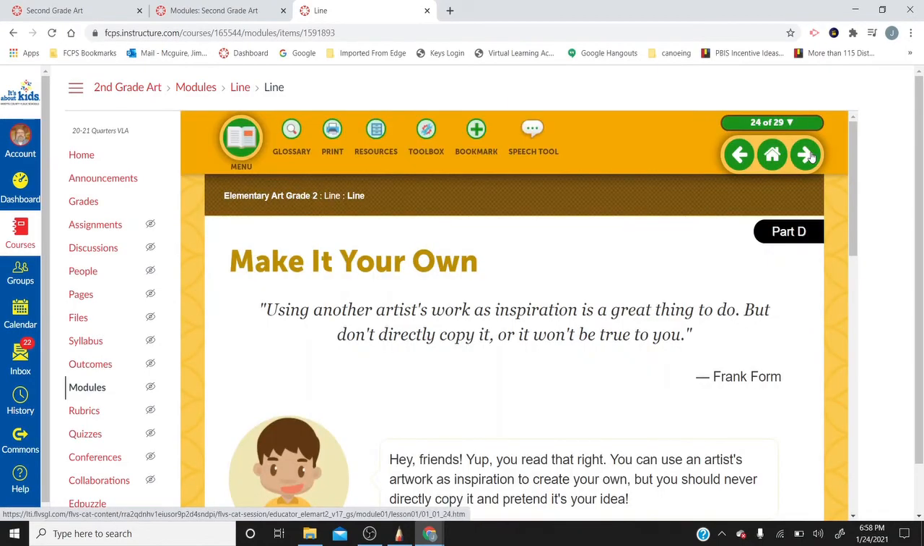So make it your own. Using another artist's artwork as inspiration is a great thing to do, but don't directly copy it or it won't be true to you.